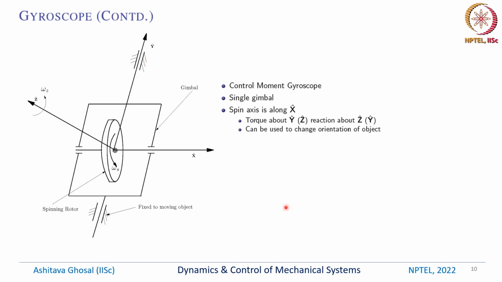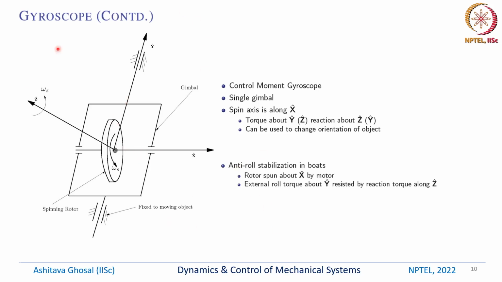So what is the purpose of this? If you spin this and if there is a torque which is acting here, then you can use this mechanism to change the orientation of the object. So you supply one torque here and it will rotate about the y axis. Likewise, you apply one torque about the y axis and this whole object will rotate about the z. So I can change the orientation of this object due to the torque which is acting in a different direction.